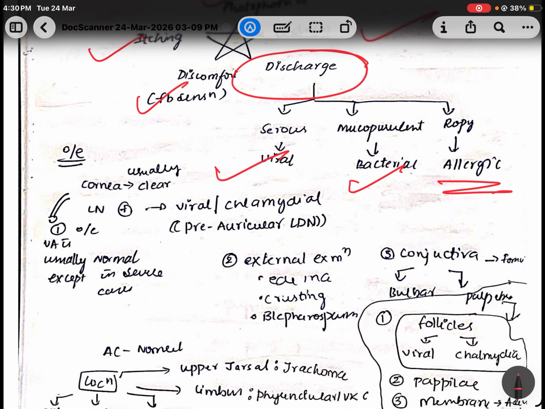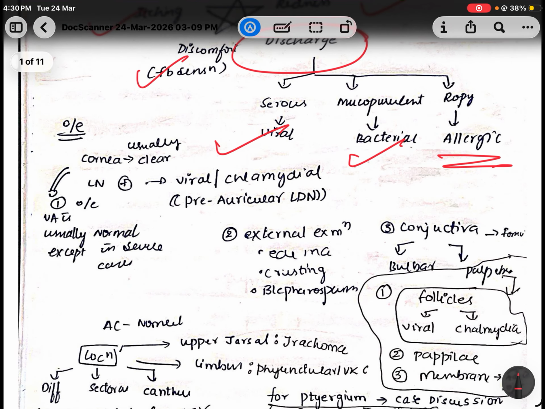While writing the examination, you can first start with the external examination. Since it's an infection, you have to write about all these things. Then the major thing which you need to talk about is the conjunctiva, correct? Because it's conjunctivitis and you have to talk about that.